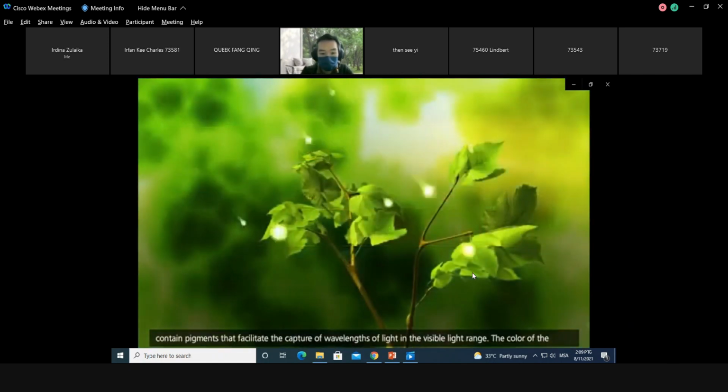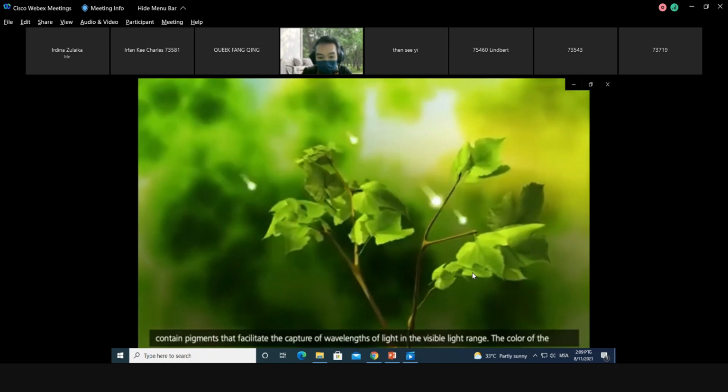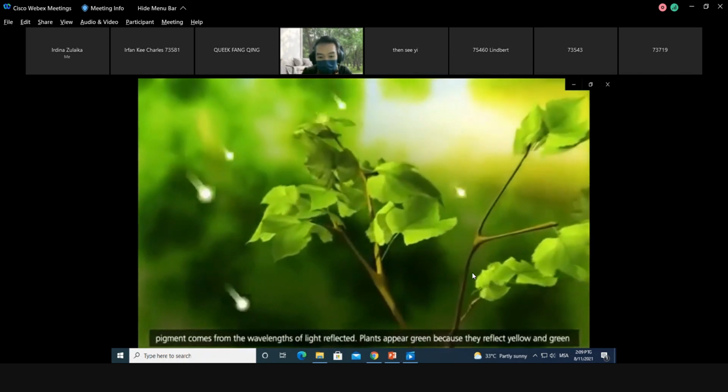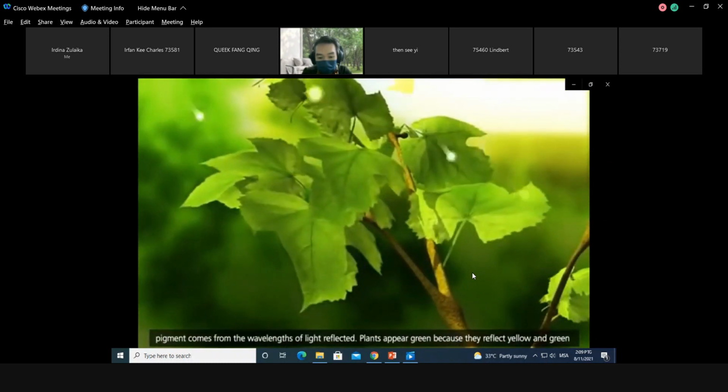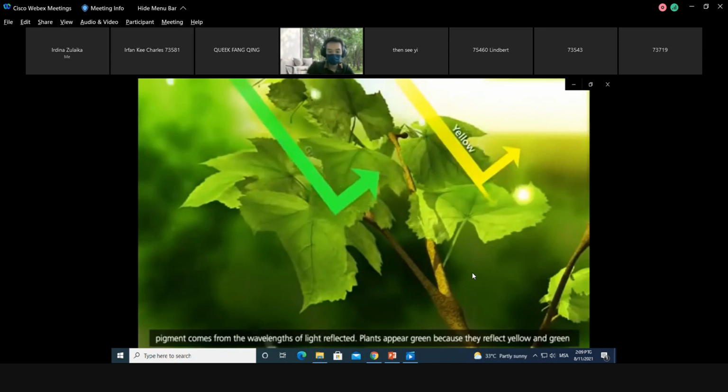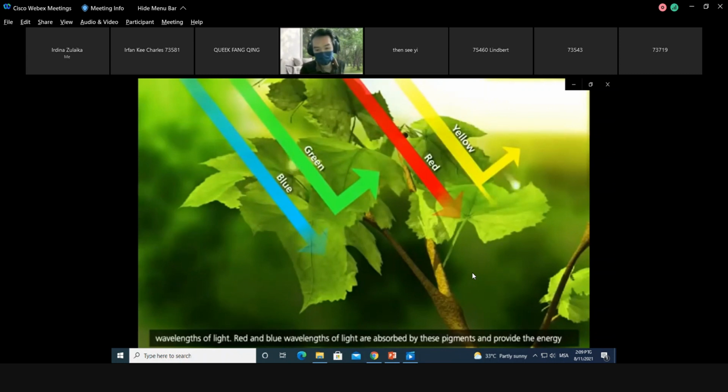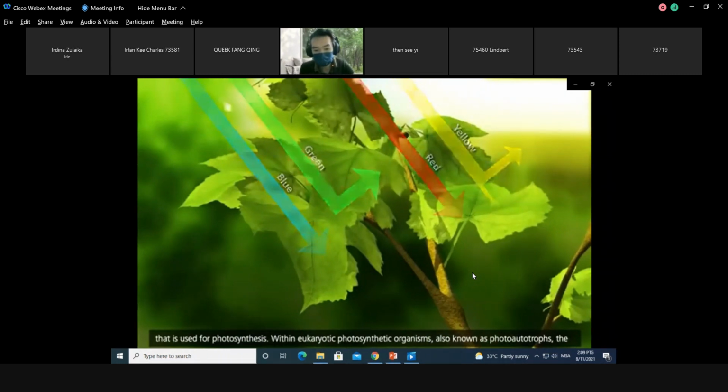Photosynthetic organisms contain pigments that facilitate the capture of wavelengths of light in the visible light range. The color of the pigment comes from the wavelengths of light reflected. Plants appear green because they reflect yellow and green wavelengths of light. Red and blue wavelengths of light are absorbed by these pigments and provide the energy that is used for photosynthesis.